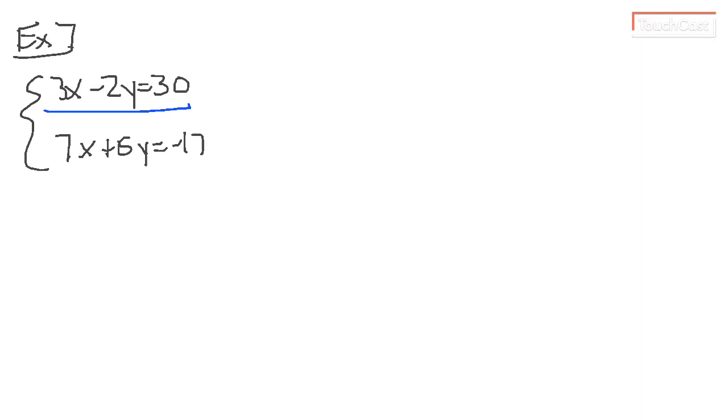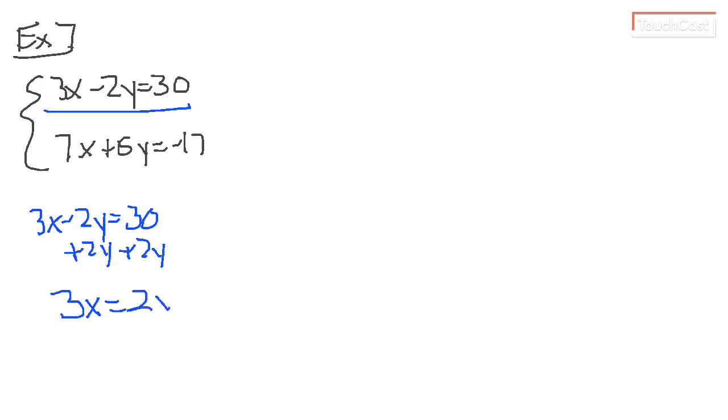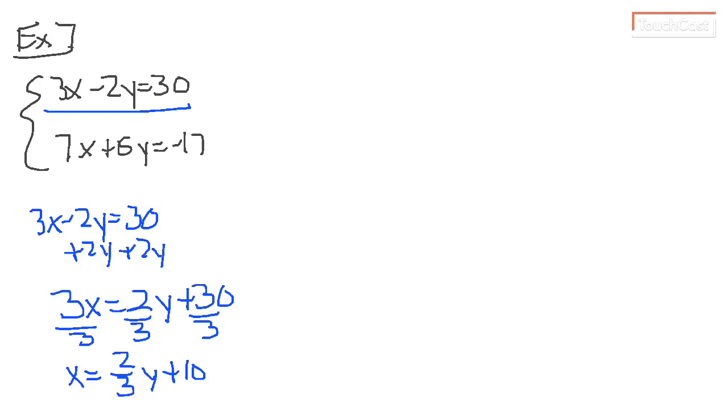So we're going to do that. We're going to solve for x in 3x minus 2y equals 30. So we're going to start by adding 2y to both sides. So we're going to have 3x equals 2y plus 30, and then we can divide everything by 3. So x is equal to 2/3 y plus 10. We're going to take 2/3 y plus 10 and put it in for x in the other equation.